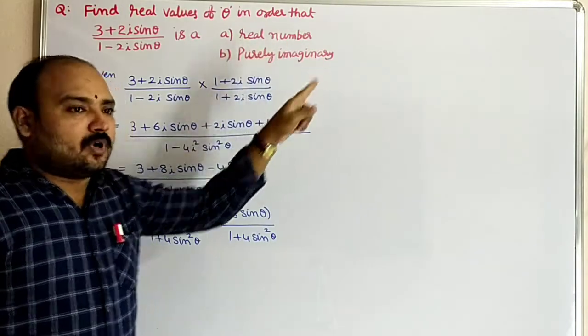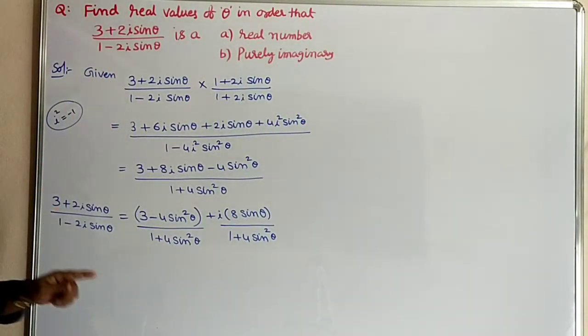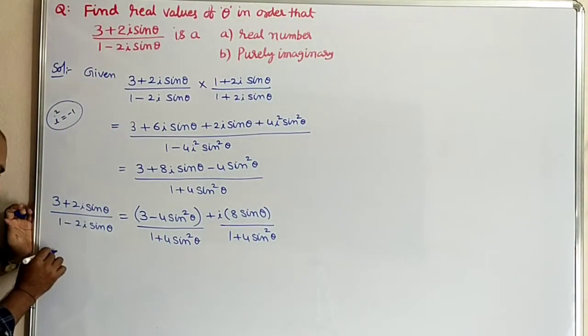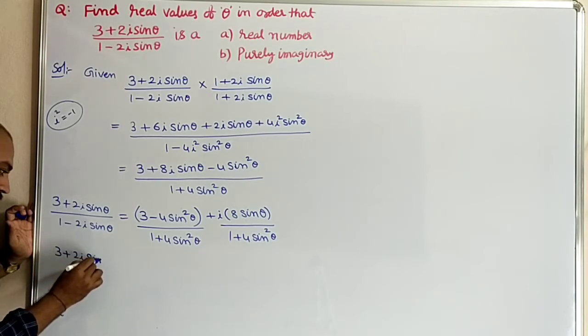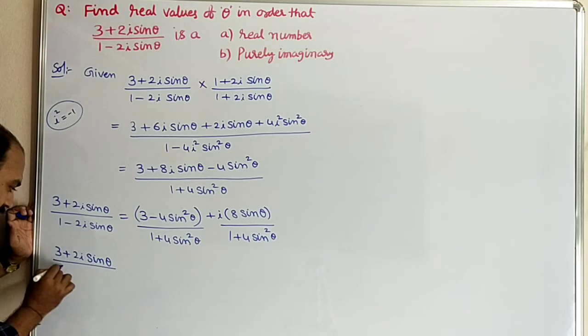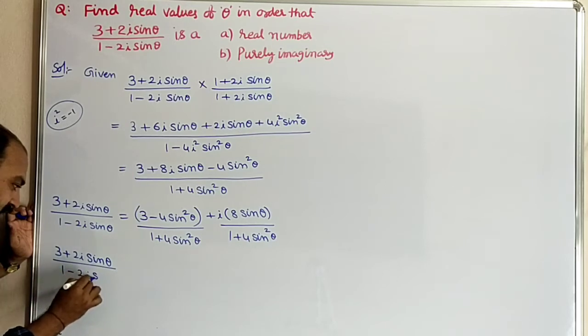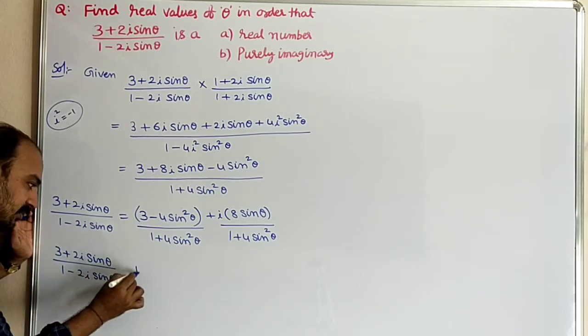A real number, this complex number is a real number: (3 + 2i sin theta) divided by (1 - 2i sin theta) is a real number.